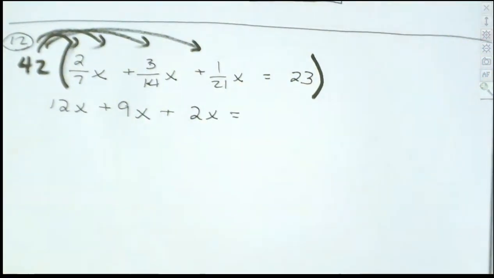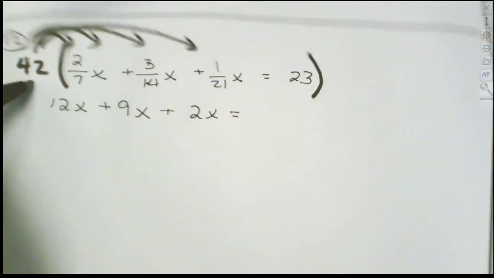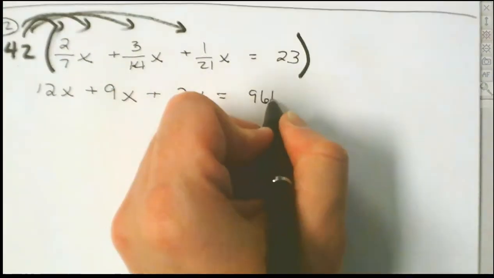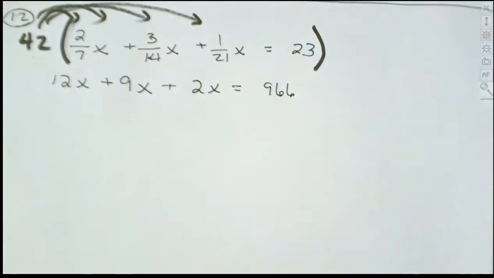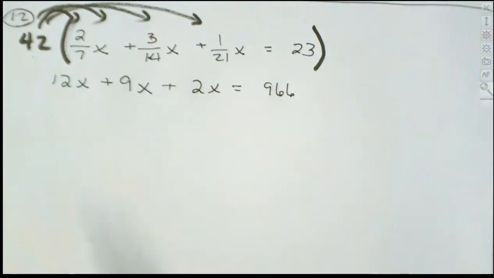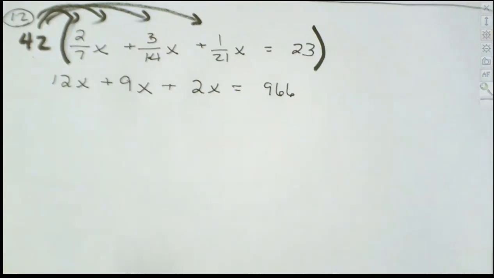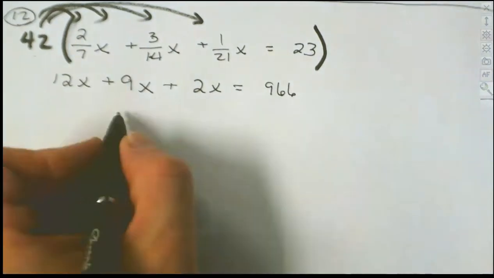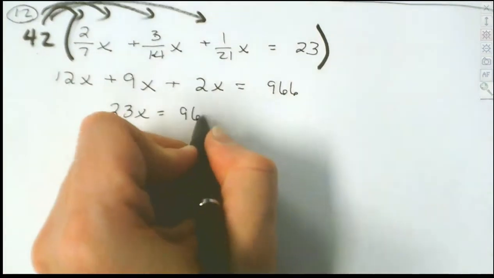And where students make a mistake is they forget about the right-hand side. So 42 times your 23, that's a 966. Add everything together, and let's see what we've got. So we've got 12 and 9 and 2. Okay, 9 and 2 is 11. And 11 plus the 12 should make it a 23. Okay, so we'll work with that. And then it should divide out evenly into that 966. So that's going to be a 23x equals 966.